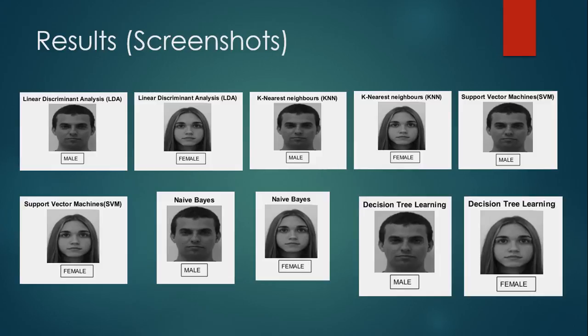So this is the result section of my presentation, and here you can see the screenshot of my application. I have used the same image for male and female for all the classification algorithms so as to maintain consistency in testing. As you can see, for LDA, KNN, SVM, naive Bayes and decision tree, all the male and female images are being correctly classified. If you want to test for all the 40 images, then there are instructions mentioned in my code on how to comment certain lines and uncomment certain lines so as to do both of these things.